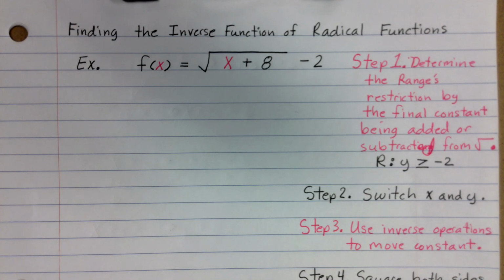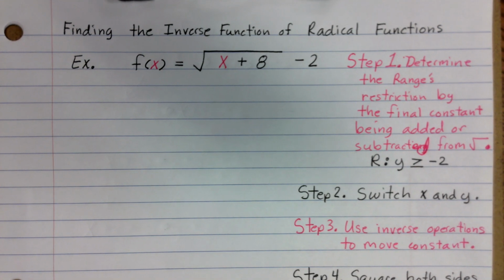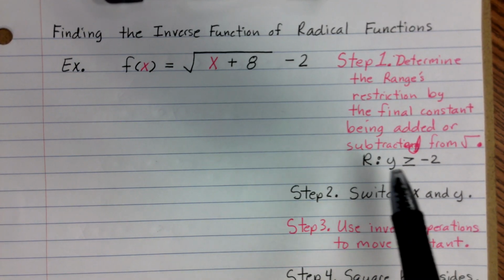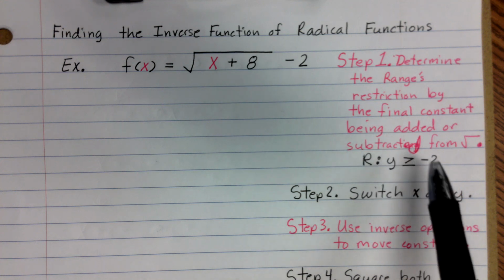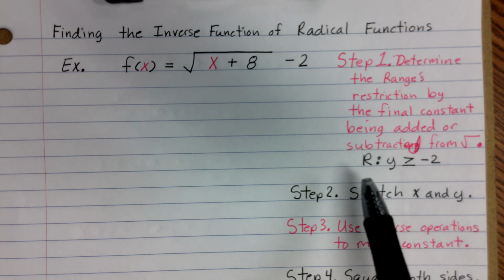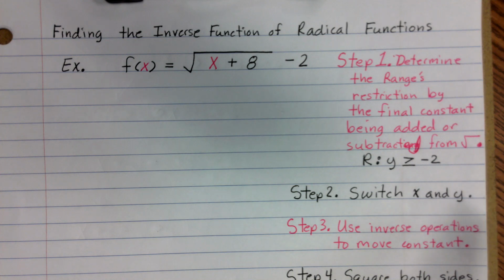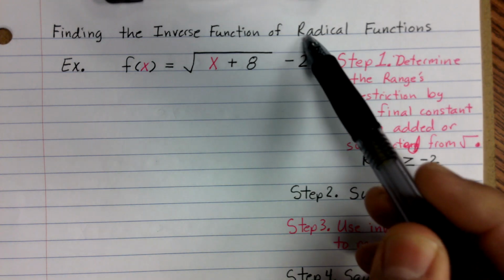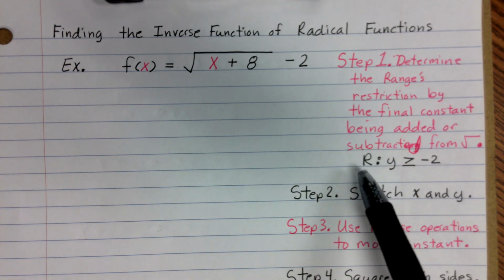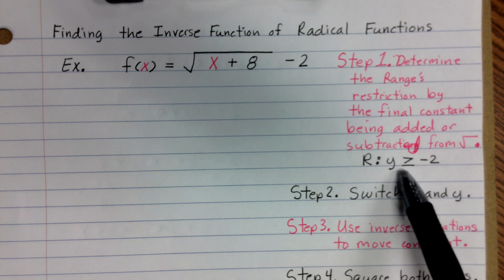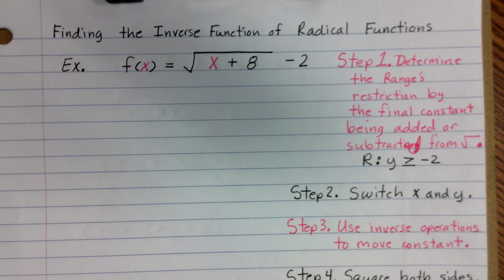In this video, we're going to be finding the inverse function of a radical function. So notice, first of all, on step 1, the first thing we want to do is determine the range's restriction by the final constant that's being added or subtracted from the radical. And notice here we have -2. Therefore, our range is going to be y is greater than or equal to -2.